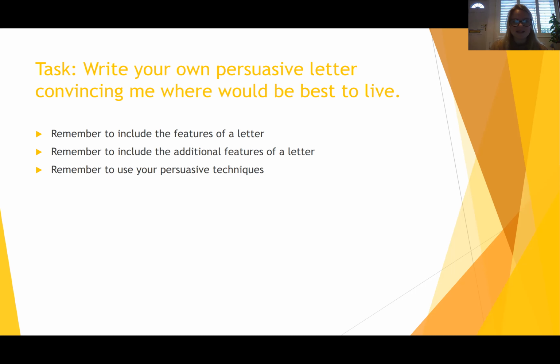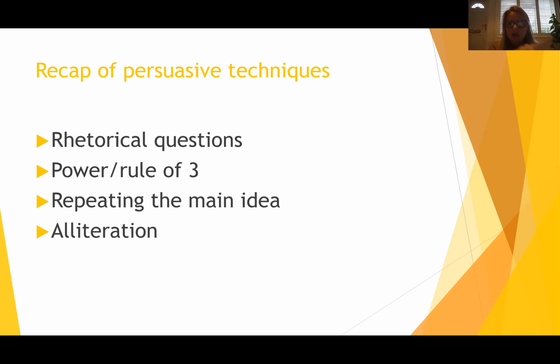When you're doing this, just a few things to remember. Remember to include the features of a letter. I wonder whether it will be a formal or an informal letter you choose to write. Whichever one it is, remember to include the right layout with the right features. You need to remember to include the additional features of a letter. So don't forget to still include normal questions, statements, exclamations, commas in a list, apostrophes, all those sorts of things. And lastly, remember your 4 persuasive techniques. Remember to use these 4 things in your persuasive letter to make it as convincing as possible.